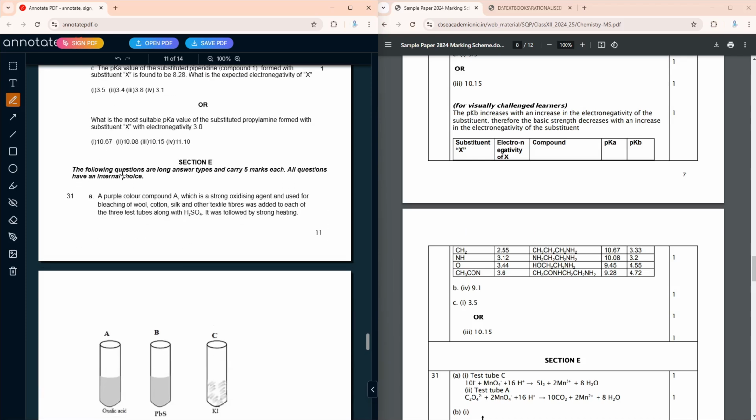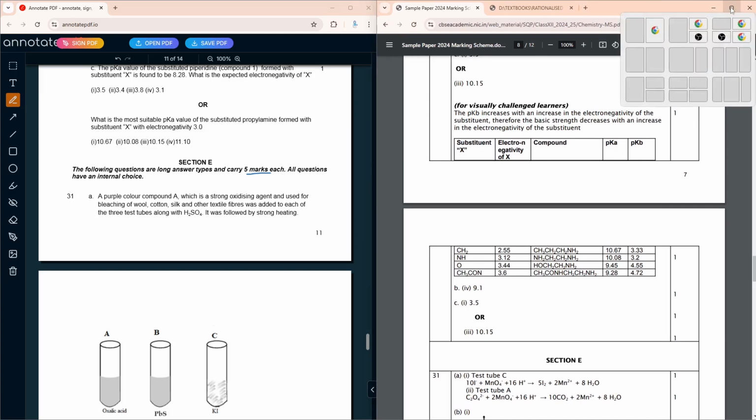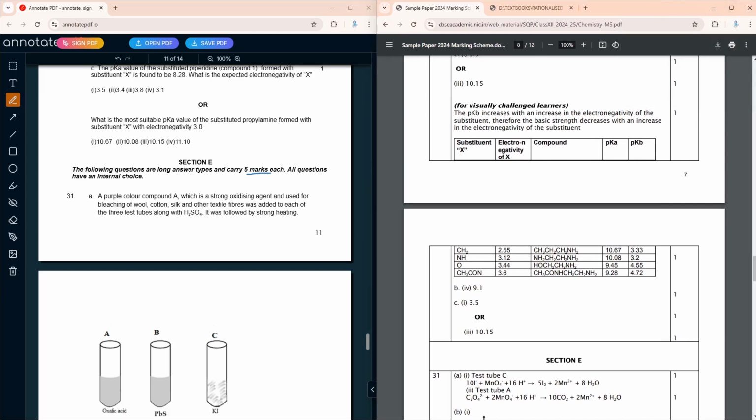Section E. The following questions are long answer type. They carry 5 marks each. All questions have an internal choice. So I will bring out my whiteboard again. Hang on, let me actually.